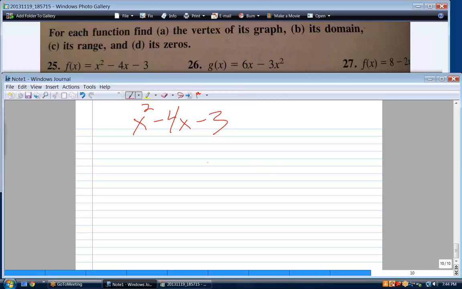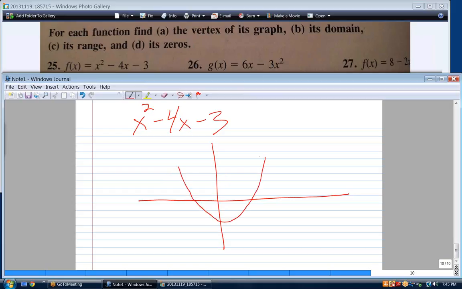So this graphs like something like this. It opens up, and yes, the vertex is a little to the right, but that is right. That doesn't really matter for domain and range in terms of explaining what domain and range is. Domain is everything that x can be.